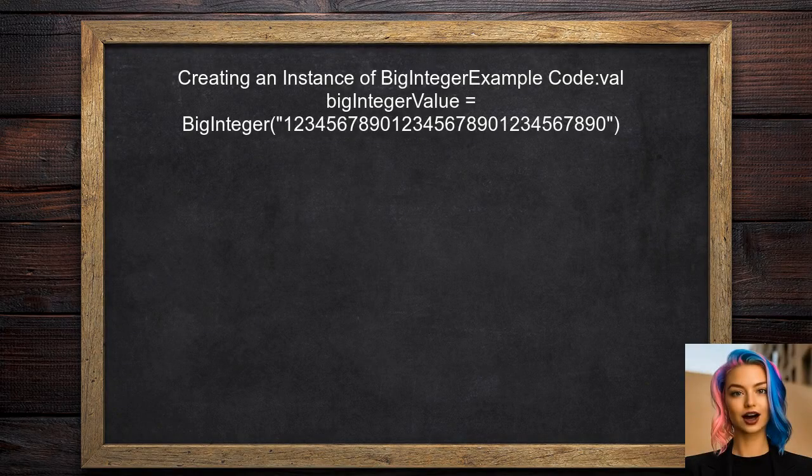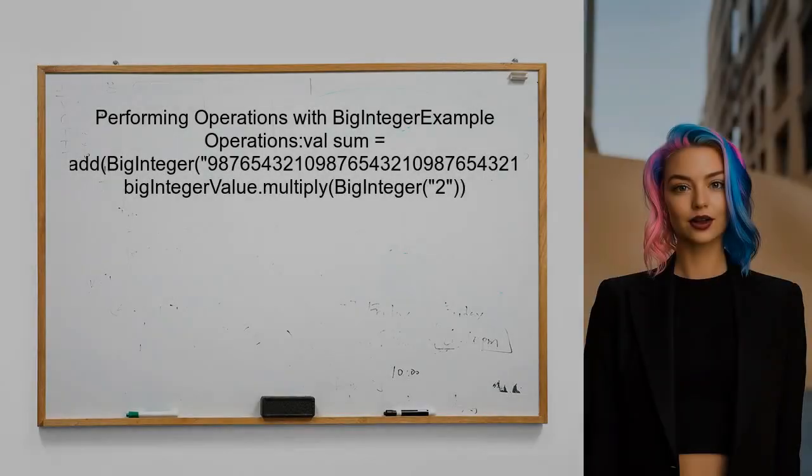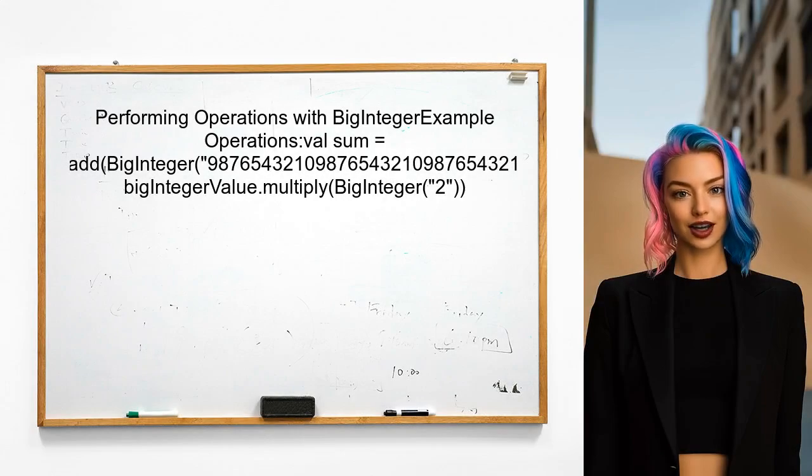Next, the user can create an instance of BigInteger. They can do this by passing a string representation of the number they want to work with. This is important for handling very large numbers. Once the user has created a BigInteger instance, they can perform various arithmetic operations such as addition, subtraction, multiplication, and division using the methods provided by the BigInteger class.